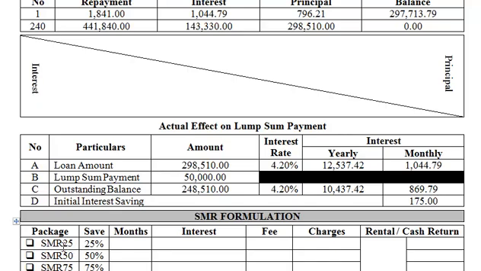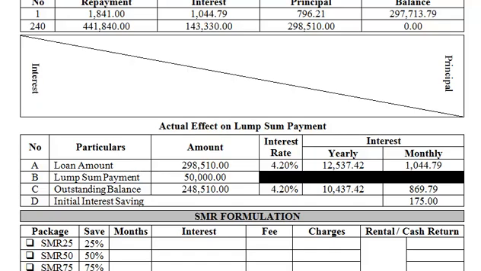We have three packages: SMR 25, SMR 50, and SMR 75. What do you mean by SMR 25, SMR 50, and SMR 75? SMR 25 means that we can save 25% of the time and the interest. SMR 50, we can save 50% of time and interest. SMR 75, we can save 75% of the time and the interest.